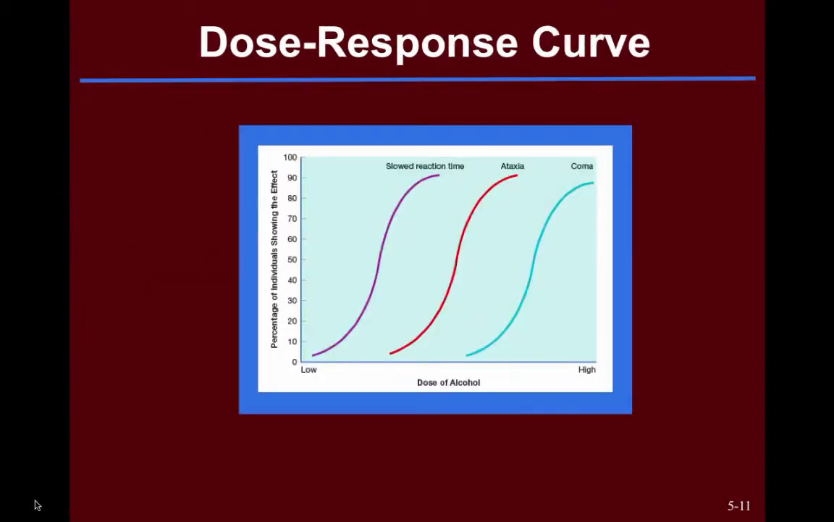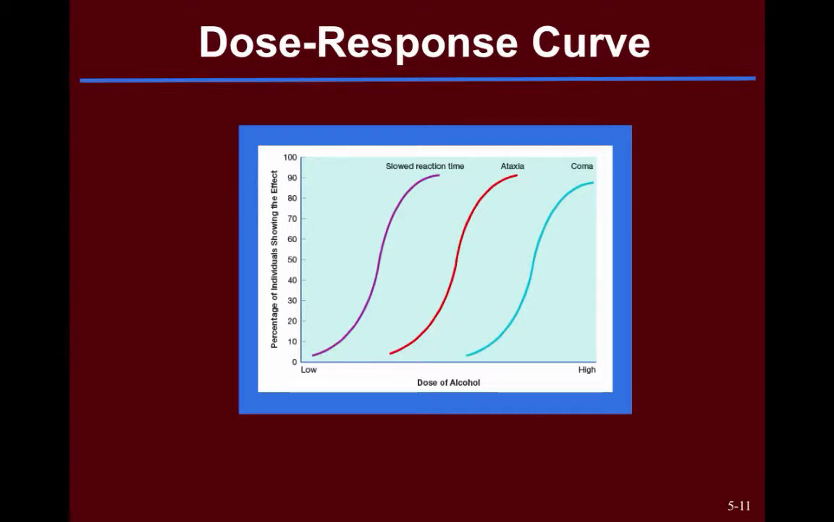Okay, so here's what one of those dose response curves would look like. Down here, where we first start seeing recognizable effects, this would be the threshold. In this particular case, we've got 3 different dose response curves, and these are for the different effects that alcohol has on the body. So across the bottom, we have varying doses of alcohol, low to high. And then up on the left side, we've got the percentage of individuals who show the effect.